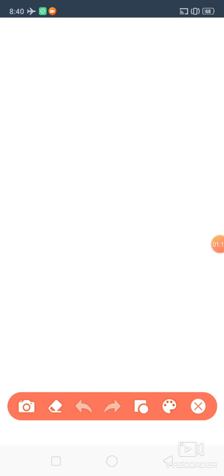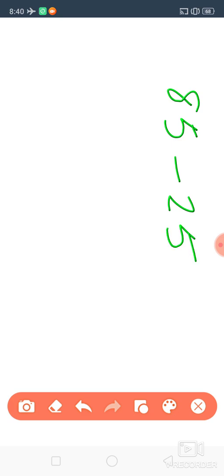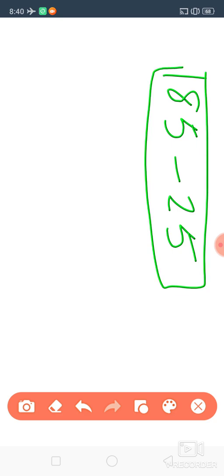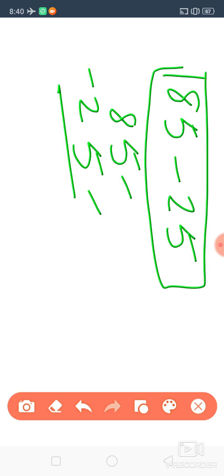Okay. So one of the parts, with a very simple example, I'm going to explain how to do. Now suppose there is one number 85 minus 25. Okay. Now we have to subtract this and we have to check whether we have done it correctly or not. So what we'll do? 85 minus 25. Now subtract it. 5 minus 5, how much will we get? 0. And 8 minus 2, how much will we get? 60. Okay. So the answer we are getting is 60.